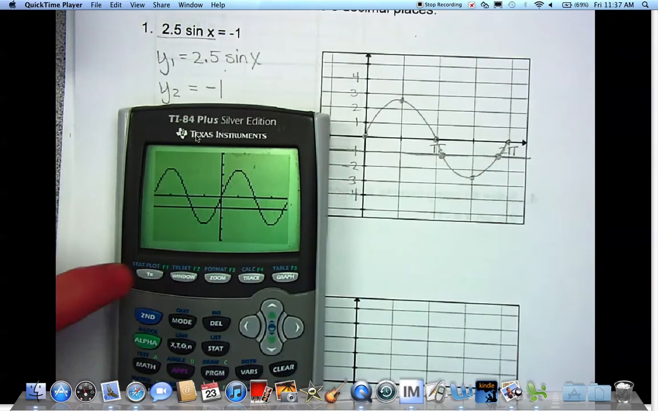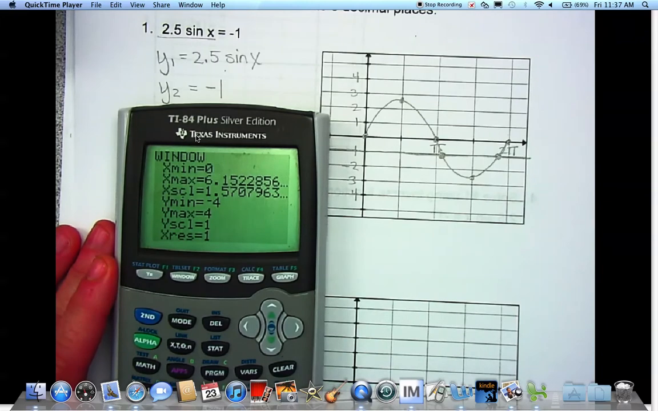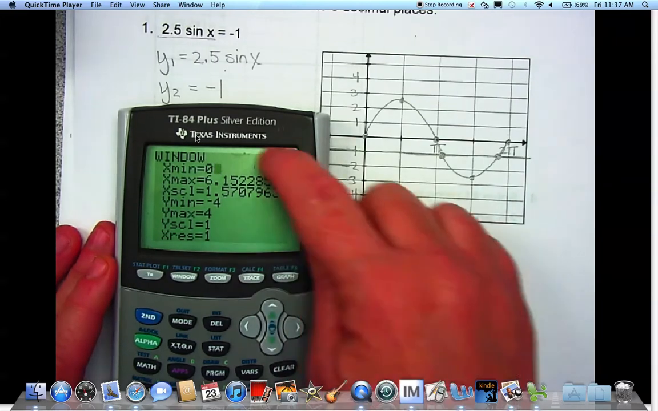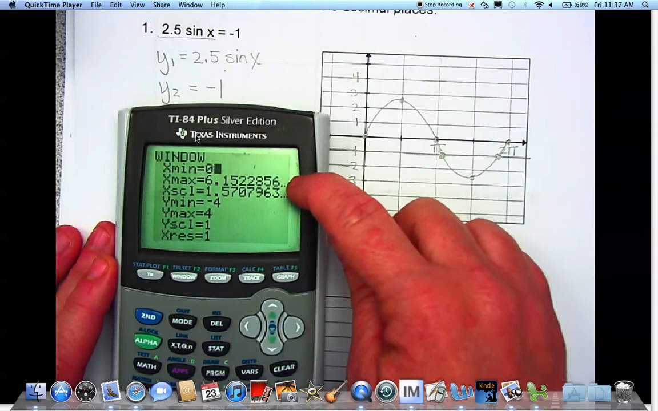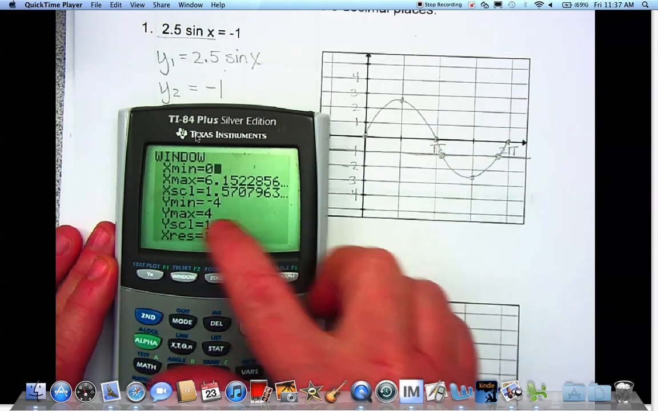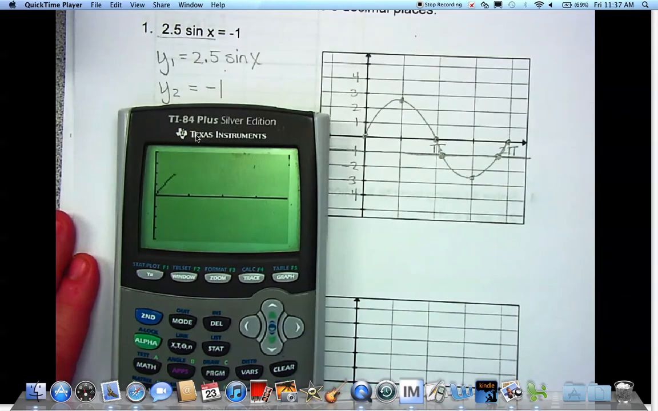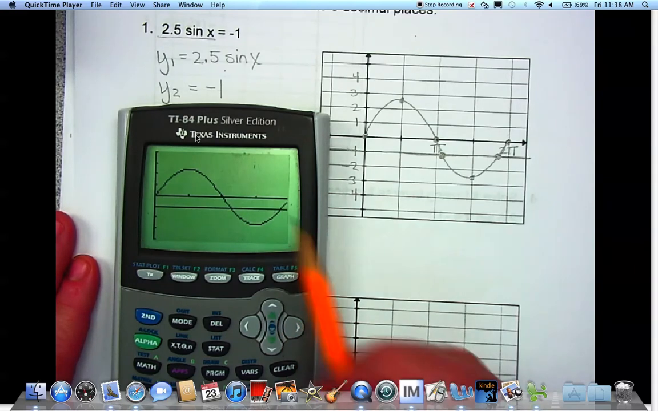Okay. But so let's go to the window. We don't want to go to -2 pi. We want to start at 0. Yeah. We're going from 0 to 2 pi. 6.15 is 3.14. Yeah, that's a good question. Okay, and then we just leave everything else like it is. Graph it, and it should look like our graph. Kind of doesn't finish. Yeah, it doesn't quite go to the end, does it? That's okay though, because we just want the intersections.